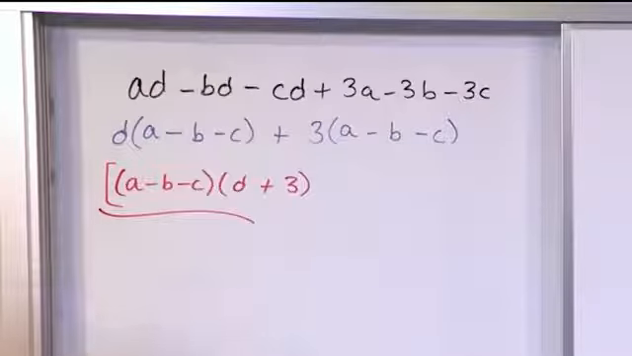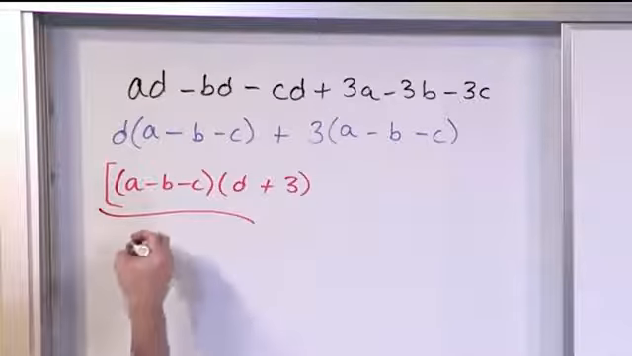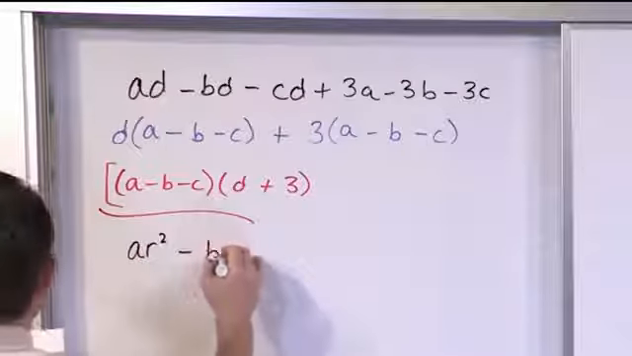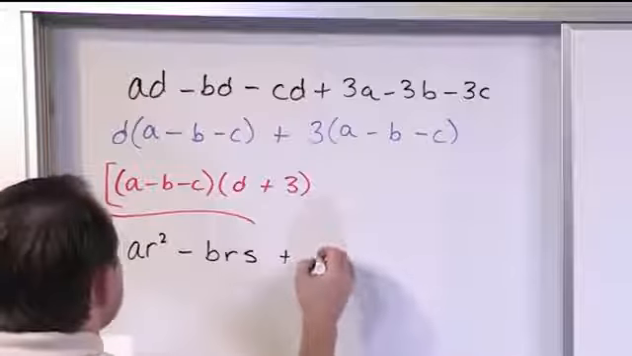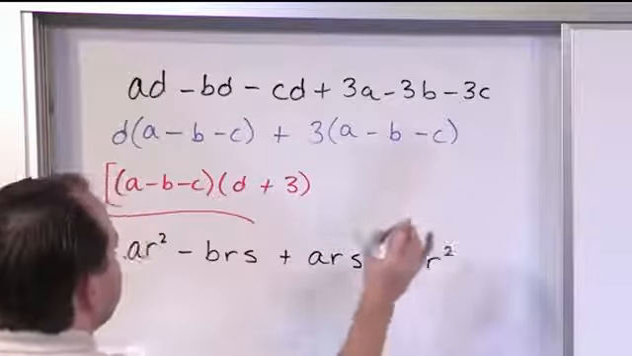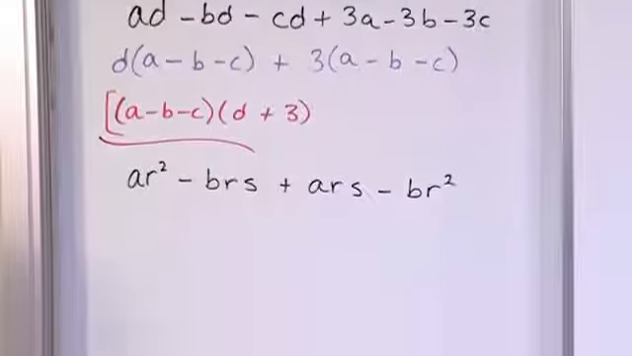Sometimes you see groupings left over and you go for it. Now this will be the final practice question in this section. What if you have a times r squared minus b times r times s plus a times r times s minus b r squared? And you want to factor that.